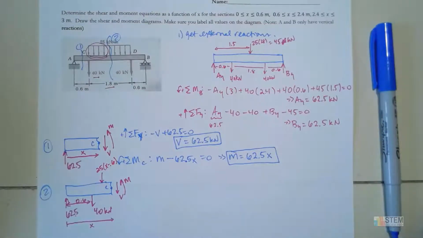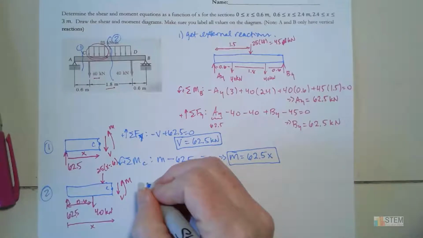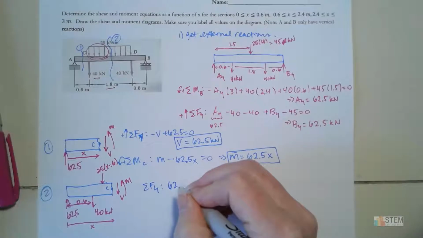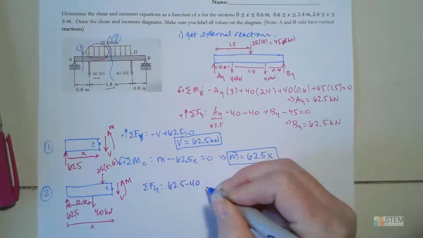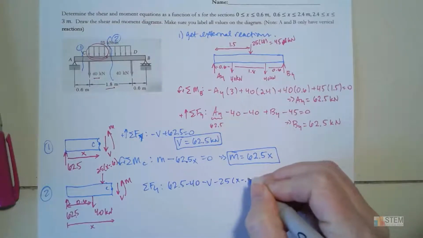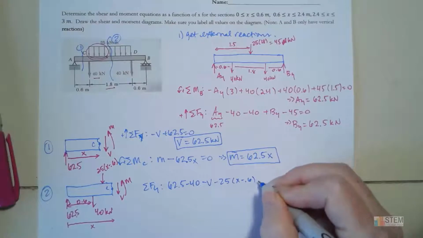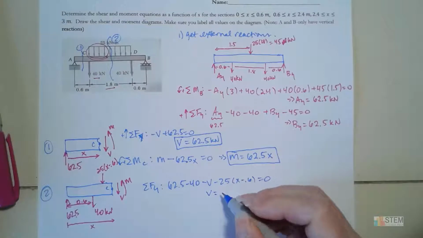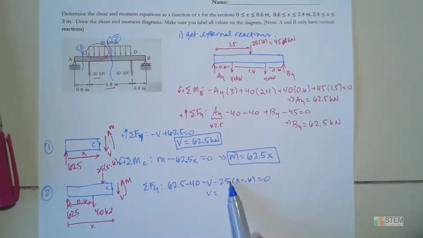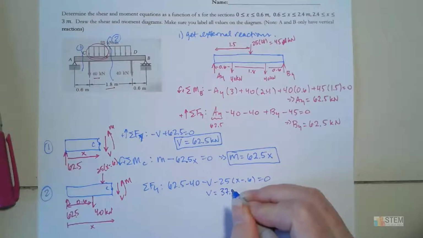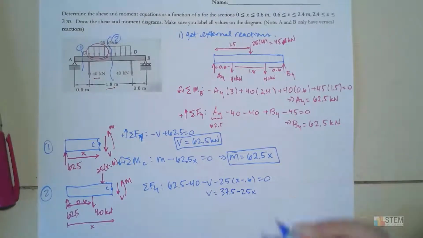Now we're ready to do our equilibrium equations. So forces in the y direction, we got 62.5 minus 40, minus V, and then we have the minus 25 times x minus 0.6, set equal to 0. So now we can solve for V. After you simplify this a little bit, you can expand out the 25 times x and 25 times the 0.6, group up your terms, and you'll get 37.5 minus 25x.